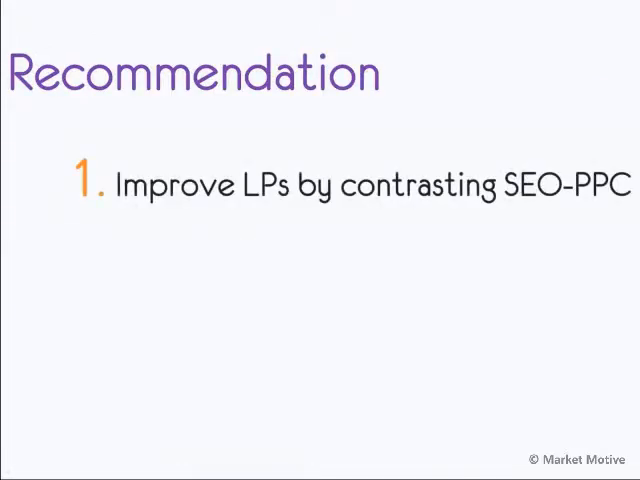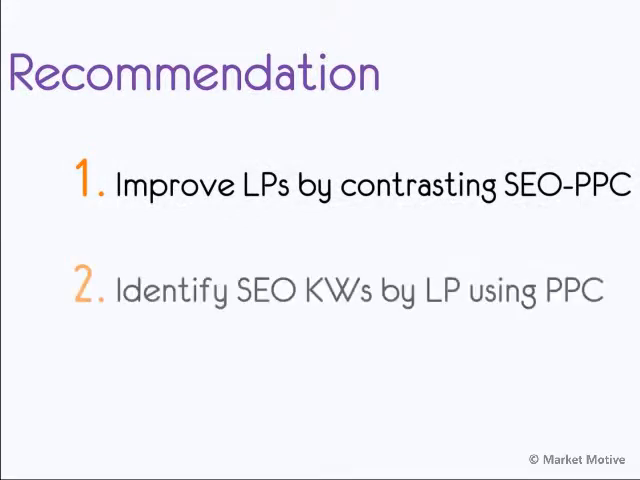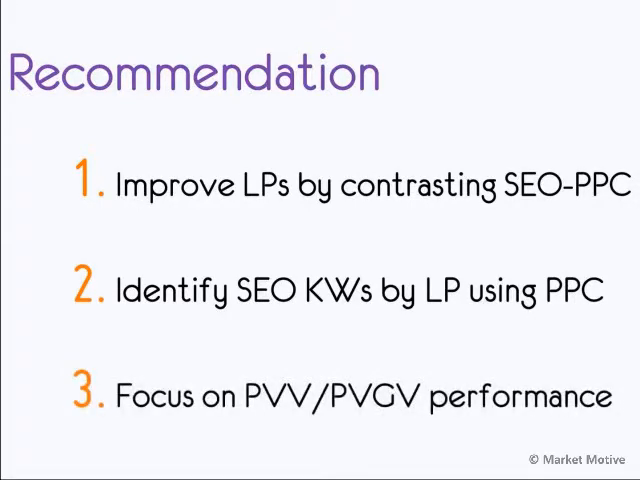So the recommendations for this: improve landing pages by contrasting SEO and PPC performance. Just an incredible wealth of analysis you can do. Identify the SEO keywords by landing pages using paid search and the performance there. Now, this should not be your only source, but at the moment it's an incredible source for you to use. And I've just shown you how to do that with the custom report we've built for you. And focus and obsess about the per visit goal value and per visit value performance. It really helps you understand, as you saw at the very beginning, where you're doing well and where you're doing badly, both for SEO and paid in this scenario. But of course, we are more interested in it from an organic perspective. But these three things are ones that you should be able to do easily.